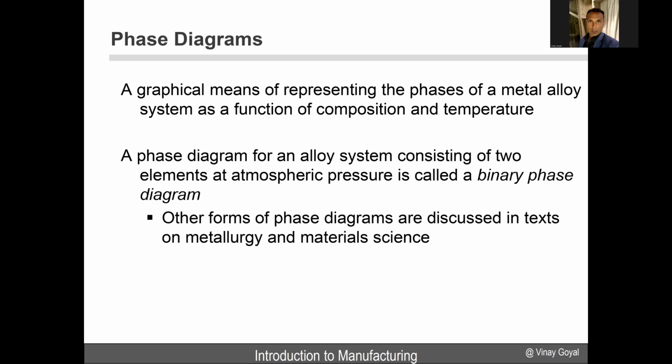So a phase diagram is a graphical means of representing the phases of a metal as a function of composition and temperature. And I'll show an example. A phase diagram for an alloy system that consists of two elements, usually at atmospheric pressure, is called a binary phase diagram. Other forms of the phase diagram are discussed in the textbook of the course.